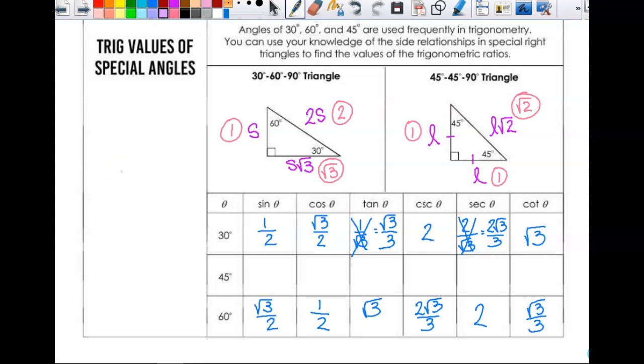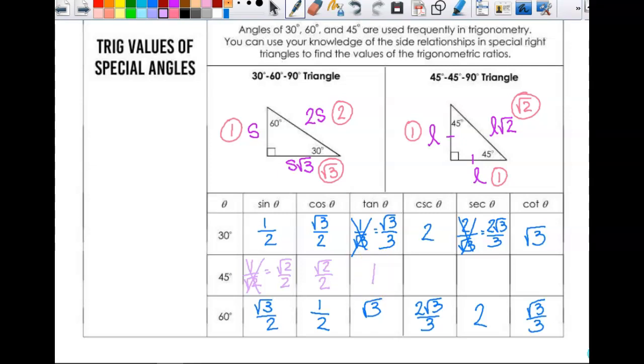All right, so then we're going to look at 45. I'm going to use this angle here. Sine is opposite over hypotenuse, so that's 1 over the square root of 2, which becomes the square root of 2 over 2. Cosine, 1 over the square root of 2, right? Which is square root of 2 over 2. Does it make sense that those are the same? Yeah, because the two angles are the same, right? What's the tangent? 1.